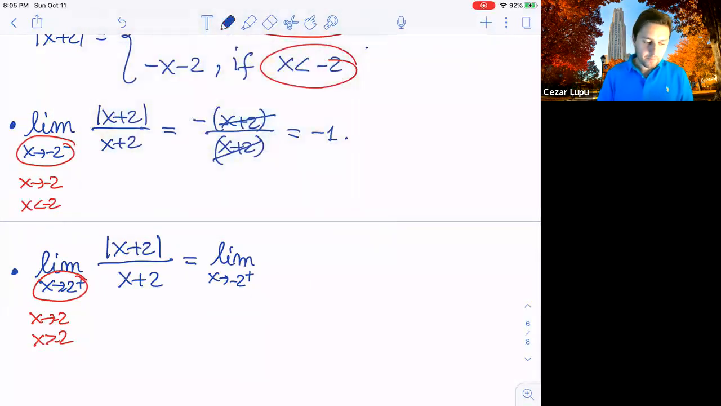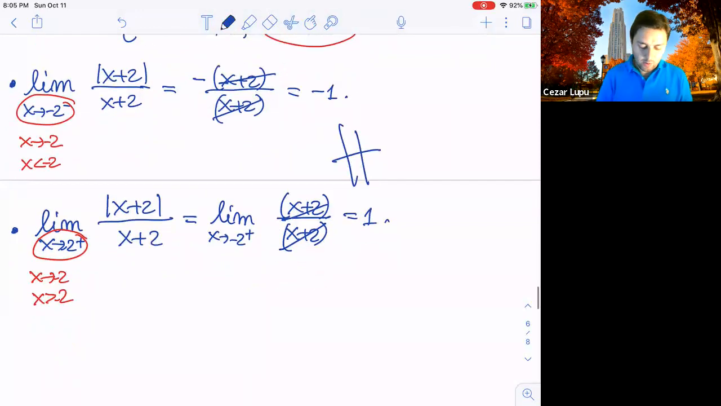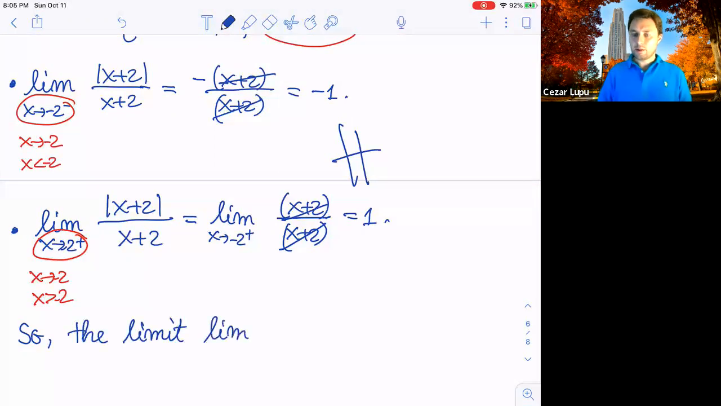So this would be nothing other than just x plus 2 over x plus 2. And this will be nothing other than just 1. As you can see, these two do not agree. So the limit does not exist. So the limit, and we can write this as lim as x approaches negative 2 of the absolute value of x plus 2 over x plus 2 does not exist.